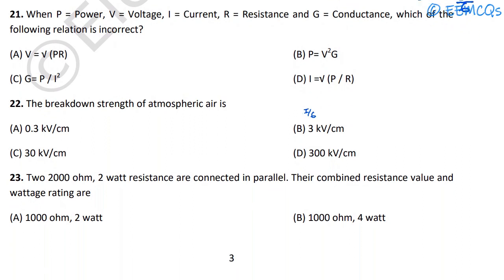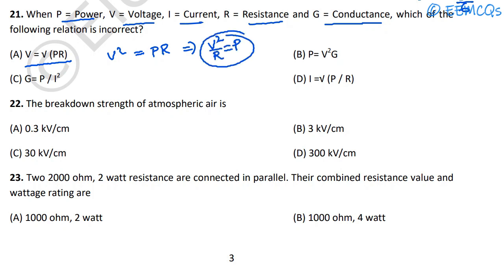Next, what is given? When P is equal to power, V is equal to voltage, I is equal to current, R is equal to resistance and G is equal to conductance, which of the following relation is correct? Okay. The first option is V is equal to root over PR. Means V square is equal to PR. That means V square by R is equal to P. Okay. So definitely we know that power in a circuit is voltage square divided by the resistance. So this will be the answer.